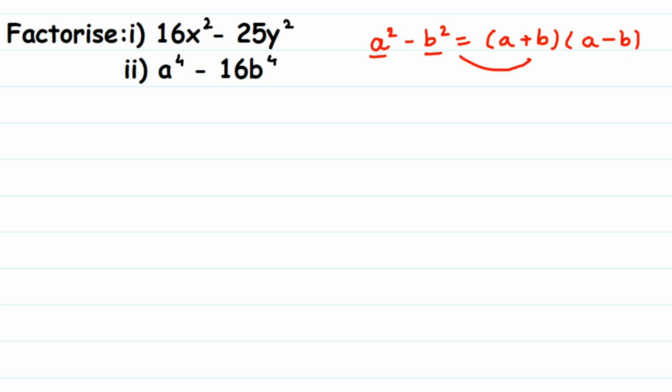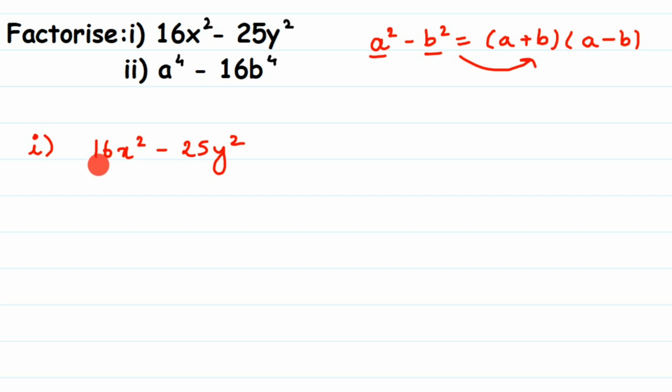A and b we have to find out. If it's a square minus b square, it is a plus b into a minus b. That's it. Here we have to find out what is a and what is b. Once we know that, we can substitute in this identity and we're going to get this. So the question is 16x square minus 25y square. You can see that x has a square and y has a square, but here it's a to the power 2 or a square. But how to write down the 16?